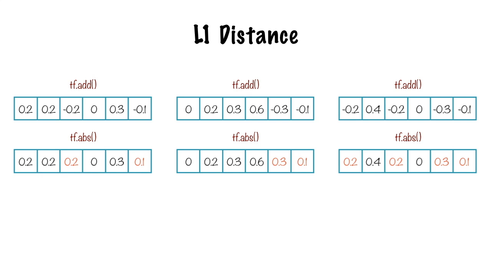The values highlighted in orange are the ones which flipped sign. They were negative, but while calculating the L1 distance, because we need to focus on the absolute values, we consider them as positive instead.